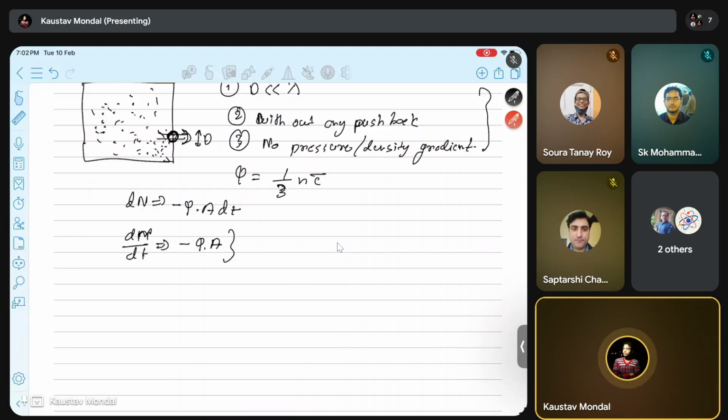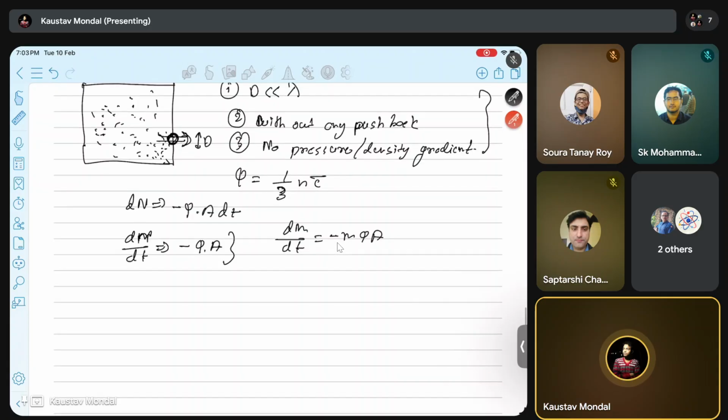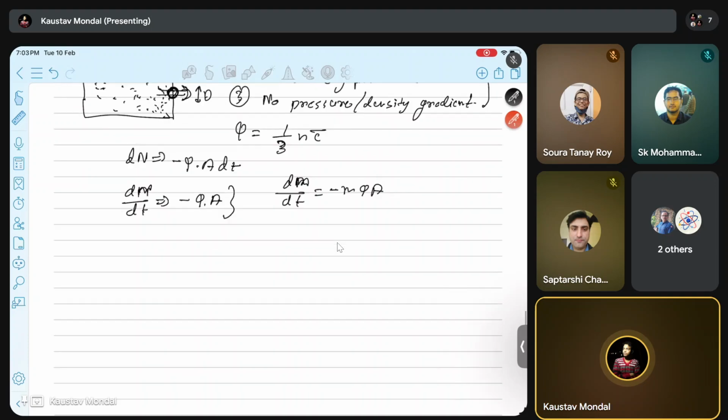Now you can also calculate in terms of molecular mass, so dm by dt would be m into phi A. And since the volume is also decreasing, you can write this expression in terms of volume also, so dV by dt equal to minus phi A by n.